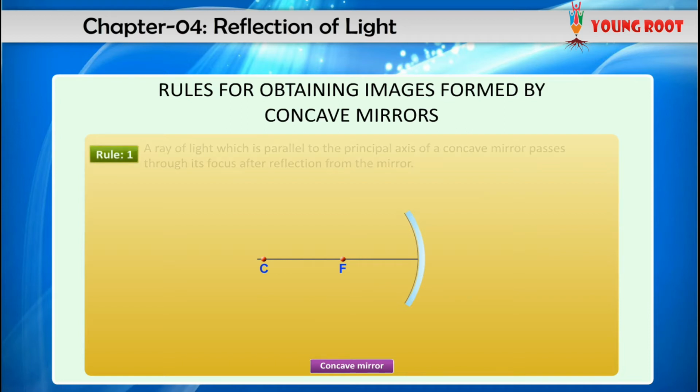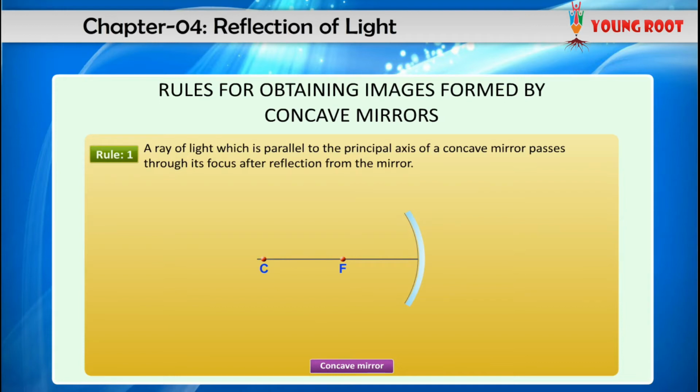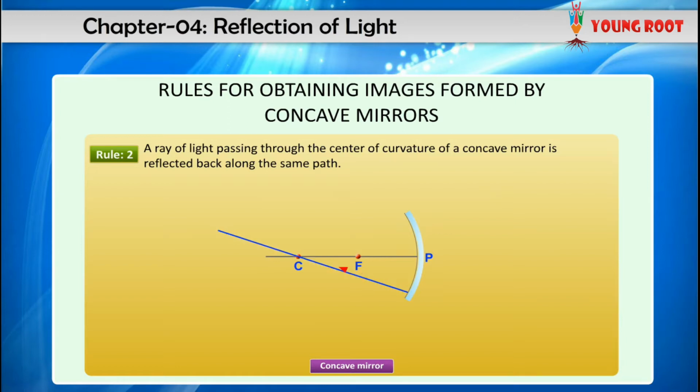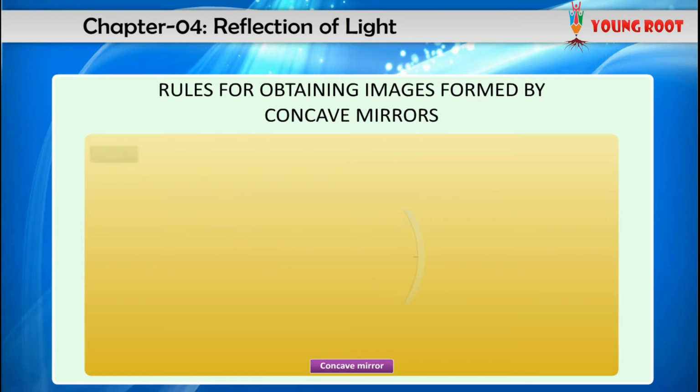Rule 1. A ray of light which is parallel to the principal axis of a concave mirror passes through its focus after reflection from the mirror. Rule 2. A ray of light passing through the center of curvature of a concave mirror is reflected back along the same path.